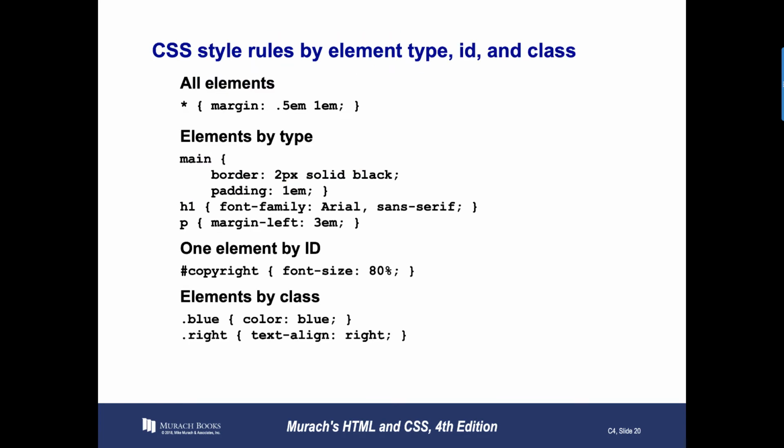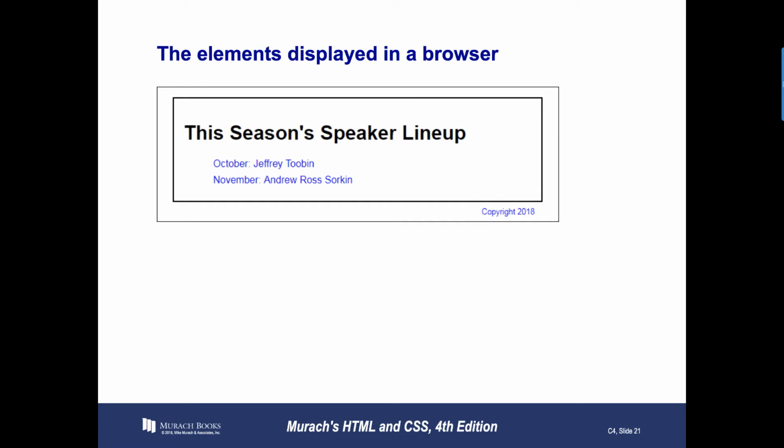So the all elements, the asterisk, that means apply this margin top and bottom, right and left of 0.5 ems and 1 em. Okay, that's a shorthand for writing margin. Again, more on that next week. And then the main element is saying, hey, give me a border that's 2 pixels, solid black, and padding of 1 em. Okay, so let's see.